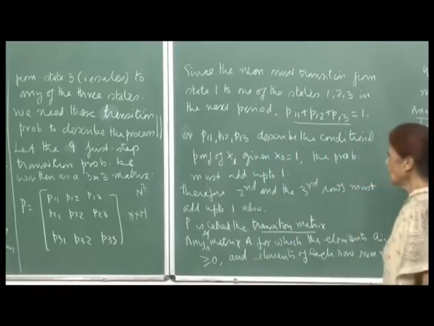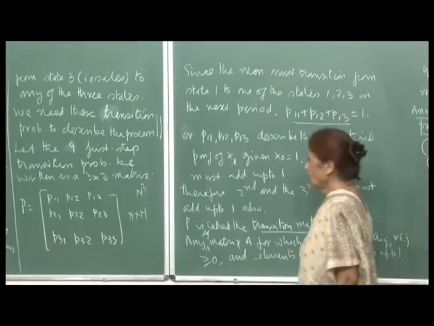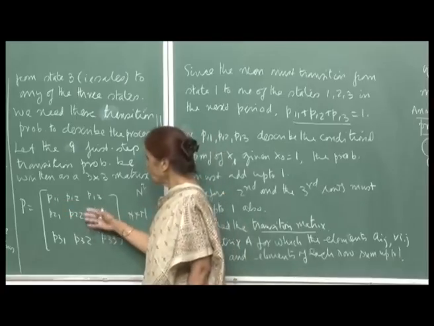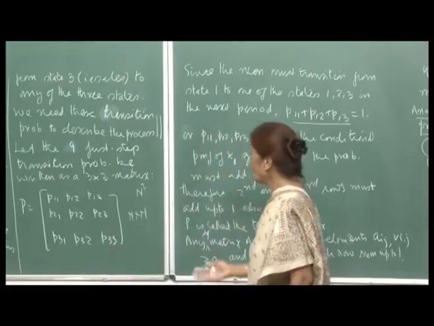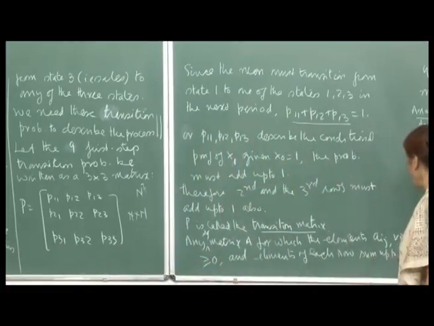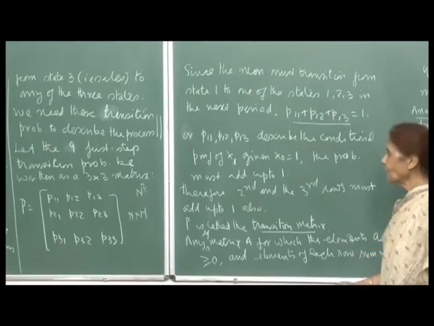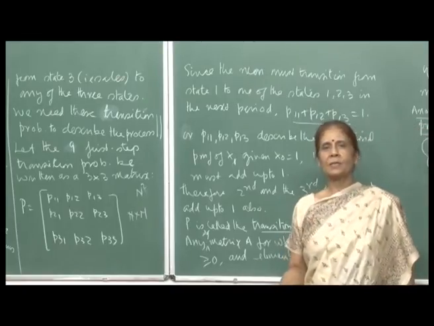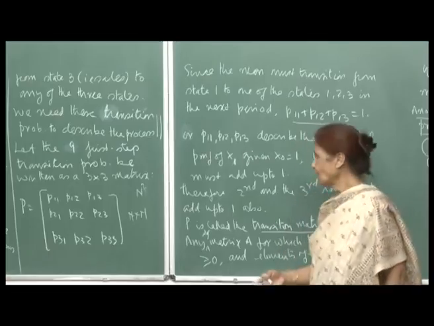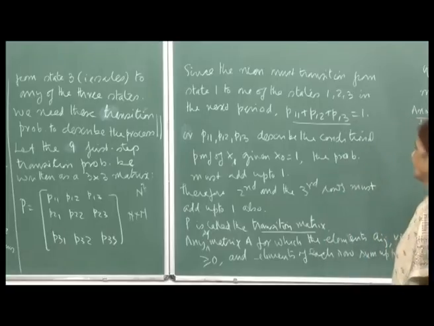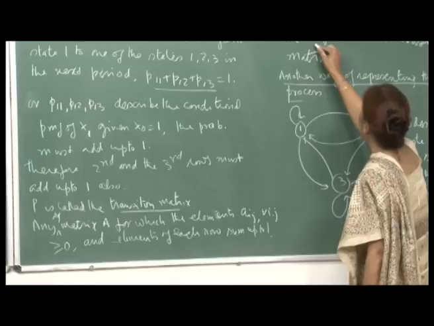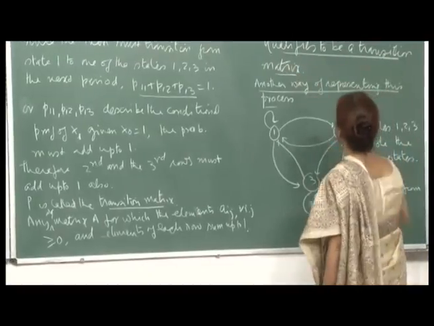Now, because these are probabilities, they have to be non-negative numbers. So any square matrix which has all elements non-negative, and whose rows add up to 1, will qualify to be a transition matrix. That means we can say that there must be a stochastic process which can be associated with such a matrix. So all entries are non-negative, and the elements of every row add up to 1. This will qualify to be a transition matrix.